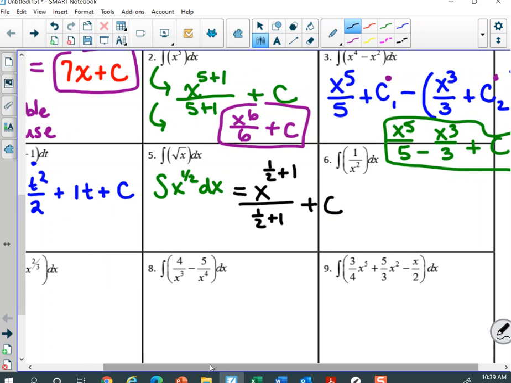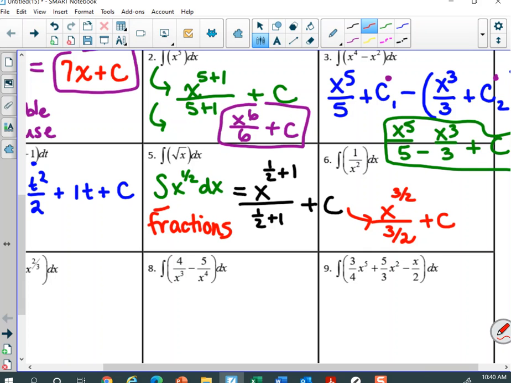Now, luckily, adding 1 to a fraction, we're usually pretty sufficient at that. If we're really not, we could just... I do want you to leave it in terms of fractions, though. So I'm actually going to come over here, and I'm going to make this x to the 3/2 divided by 3/2 plus c. Okay, because 1/2 plus 1 is 1.5, which is 3/2. We don't use decimals for this. We use fractions.